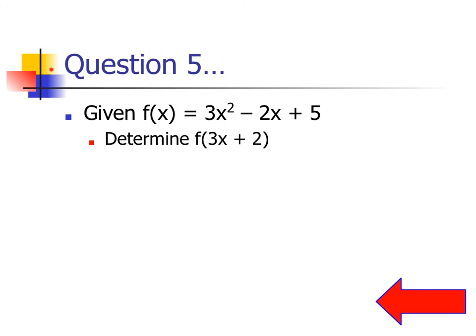In question 5, it's a little bit different. So we have f at x equals 3x squared minus 2x plus 5. So if x is 1, we would put 1 here, and simplify and solve. But this time x is not 1, x is 3x plus 2. So what that means is I am going to take this whole 3x plus 2 and put it wherever I see an x. So it's going to require a lot more algebraic work.